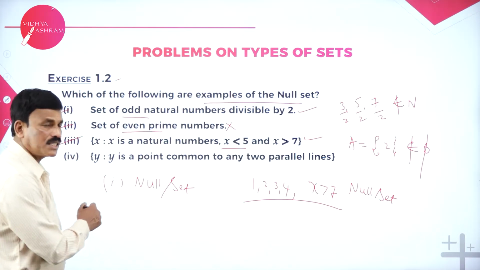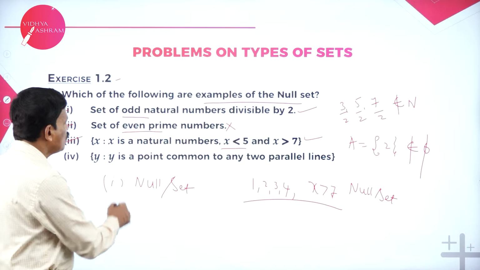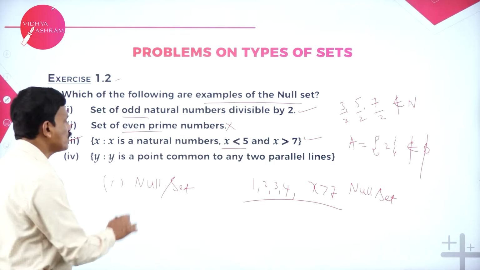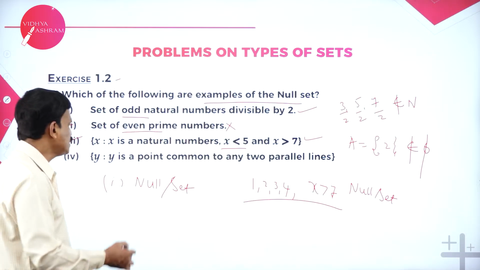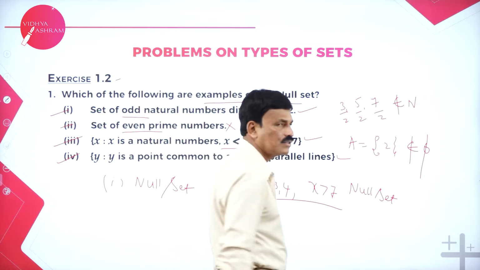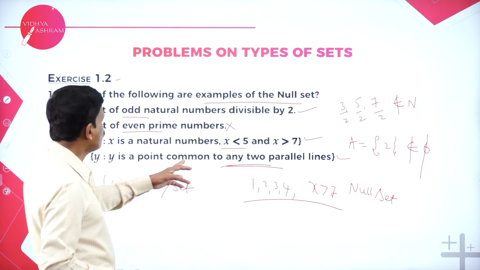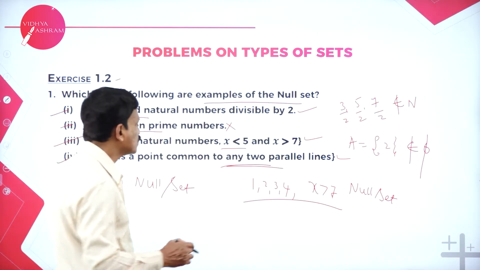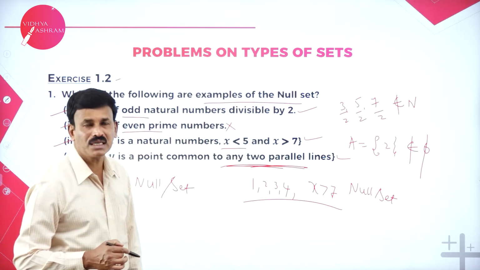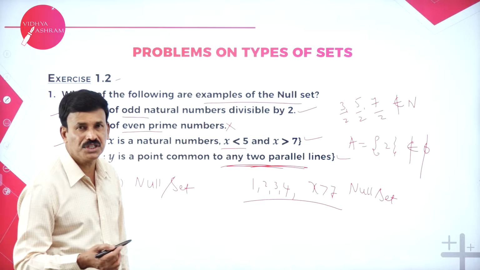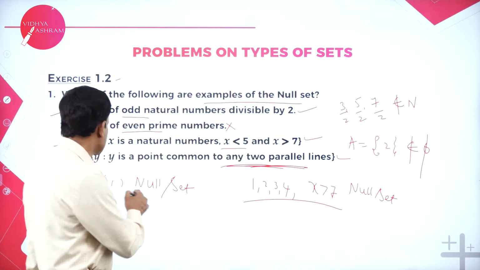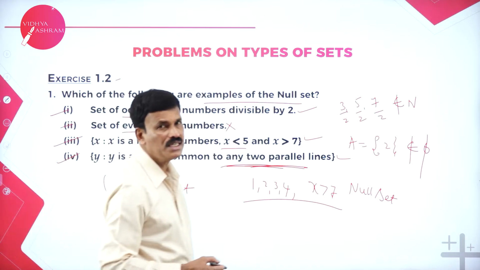Next, another set. What is given? y such that y is a point common to any two parallel lines. Y is a point common to any two parallel lines is an example for a null set. There is no common point to two parallel lines, hence it is a null set. This is also an example for a null set.